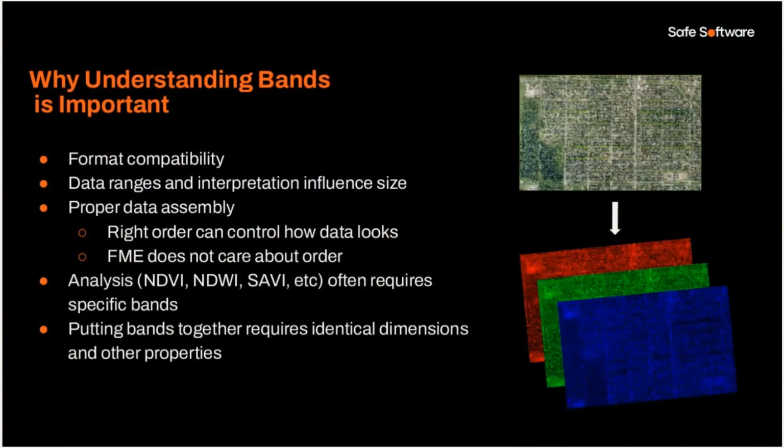So data ranges and interpretation can influence output size. Knowledge of your value ranges allows for storage savings. For instance, if the values in your raster don't exceed 255, you really should be writing to an 8-bit container instead of 16-bit.